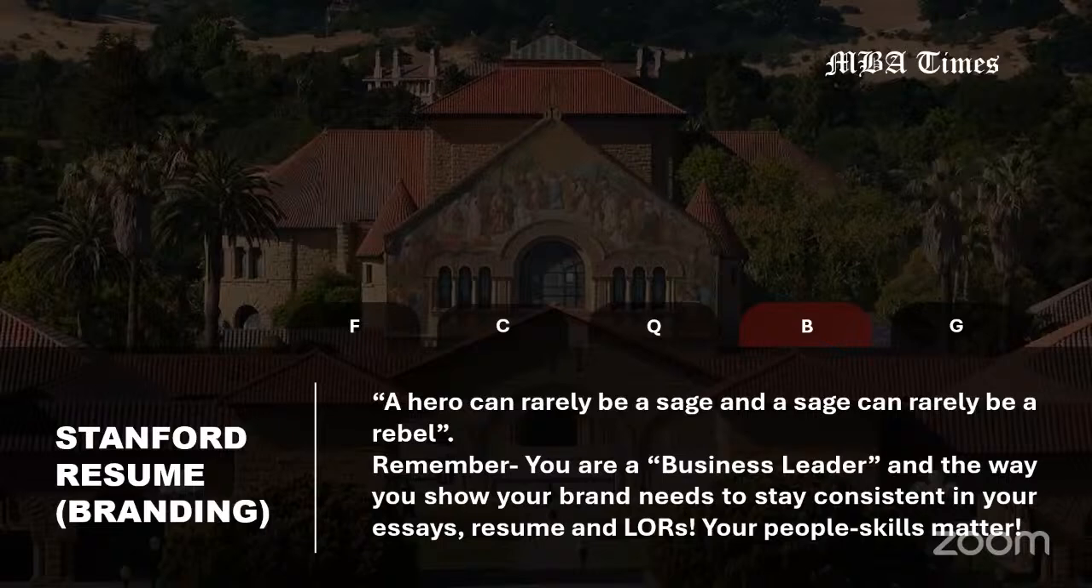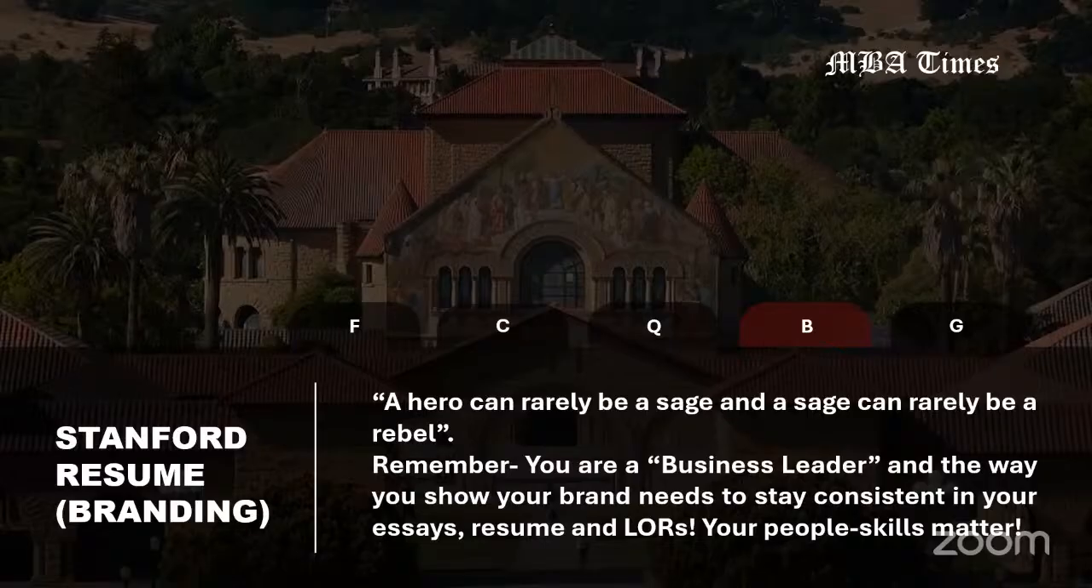Maybe the supervisor has just said that you're someone who is so knowledgeable that people are actually inclined to be with you because of your knowledge and wisdom. So that's a sage quality. And now, just because you want to fit yourself with Stanford, you will probably make yourself look like a rebel in the essays. And that is exactly where the mismatch happens. And Stanford has the lowest acceptance rate of most of the schools in the US.